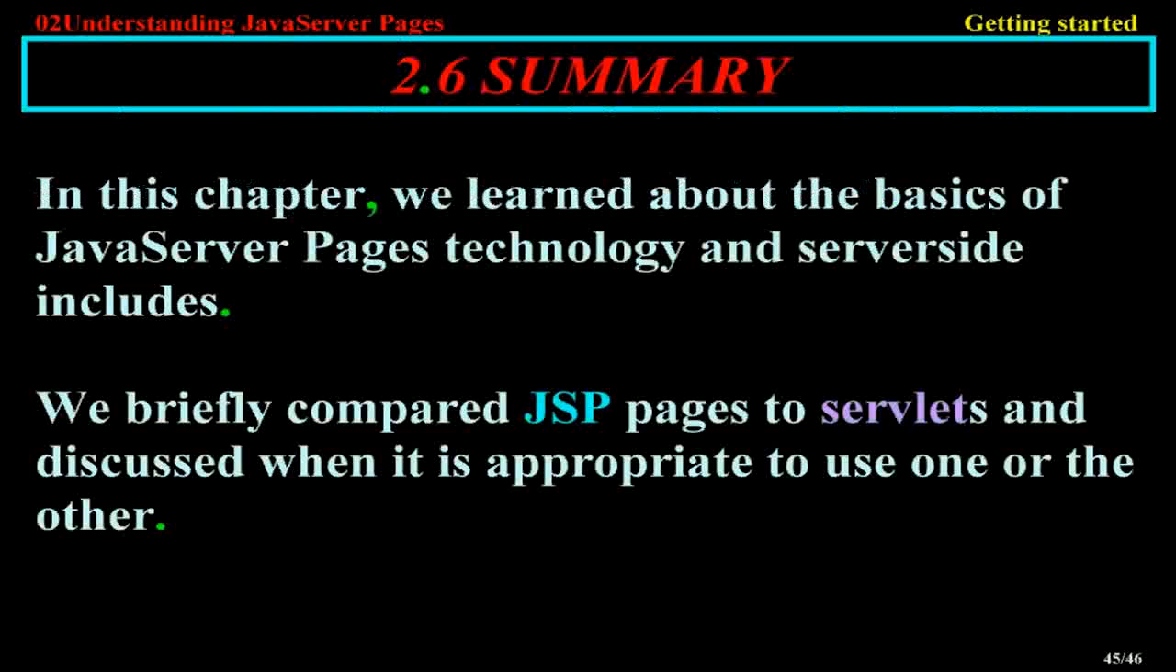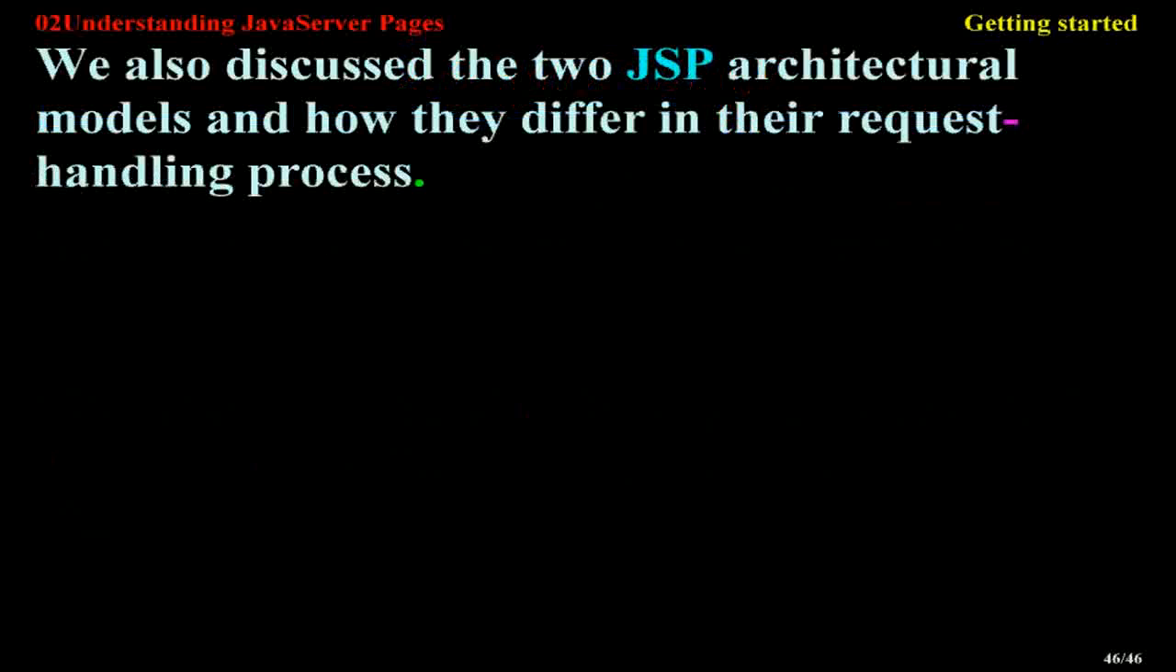2.6 Summary. In this chapter, we learned about the basics of JavaServer Pages technology and server-side includes. We briefly compared JSP pages to servlets and discussed when it is appropriate to use one or the other. We also discussed the two JSP architectural models and how they differ in their request handling process.